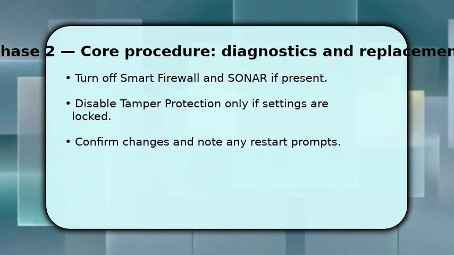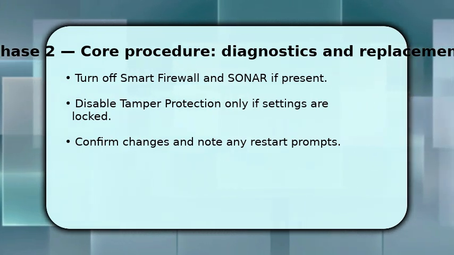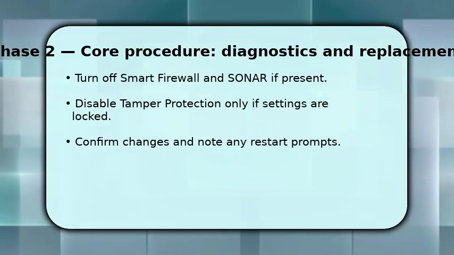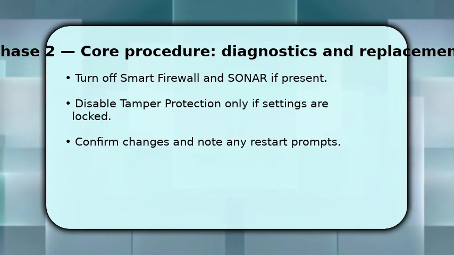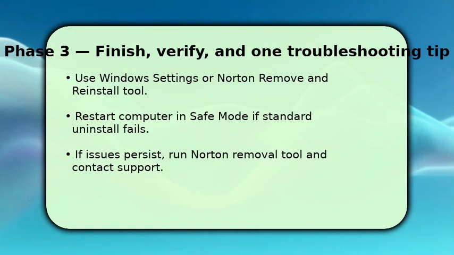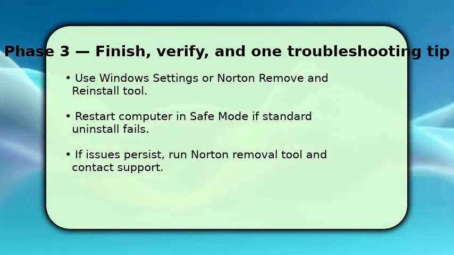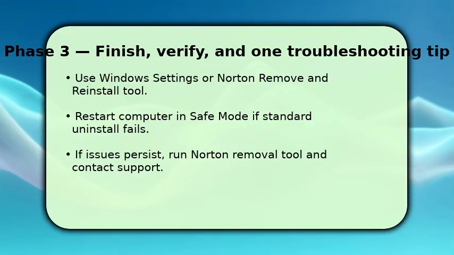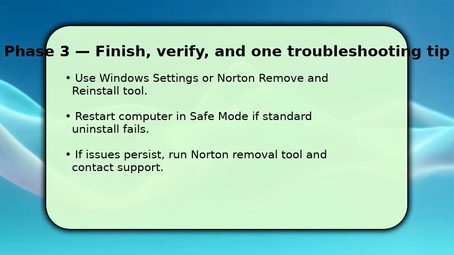You do this because multiple layers can stop uninstallers or other tasks. Clear them systematically. To complete, uninstall Norton via Windows Settings apps, select Norton 360 and choose Uninstall. Follow prompts. If the app resists removal, download and run the Norton Remove and Reinstall tool, or restart in safe mode and run the uninstaller there.